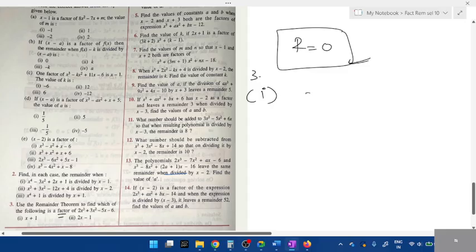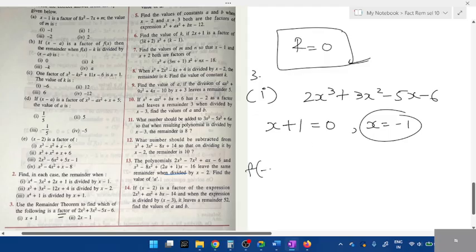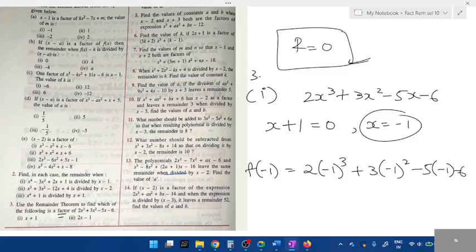The equation is 2x cubed plus 3x squared, and the first question is x plus 1. X plus 1 is equal to 0. What is the x value? X is minus 1. Substitute, f of minus 1 is equal to 2 into. Check whether you're getting 0 after solving this. Try both the questions. Check in which one you get 0, students. Third main first and second. The concept is if you're getting the remainder 0, that is a factor.